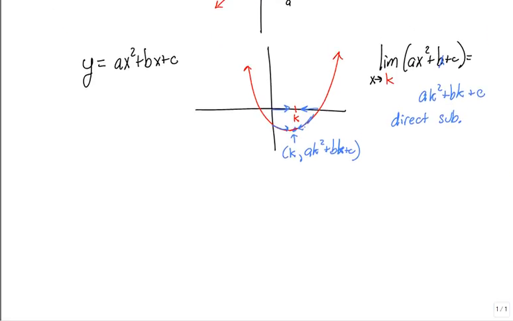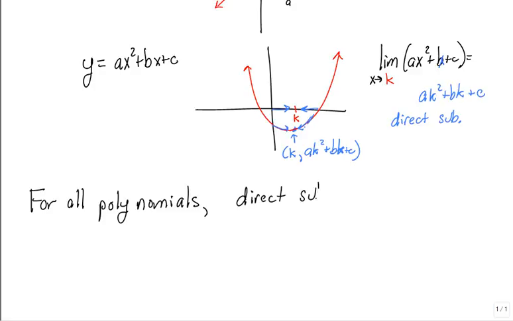And this is going to be true for all polynomials. Since they're nice and smooth, there's nothing funny going on here. So for all polynomials, you just do direct substitution when you do limits. You substitute whatever it's approaching in for the x, because that point does exist. Now if that point is not on the curve, then you can't do direct substitution because that point's undefined.